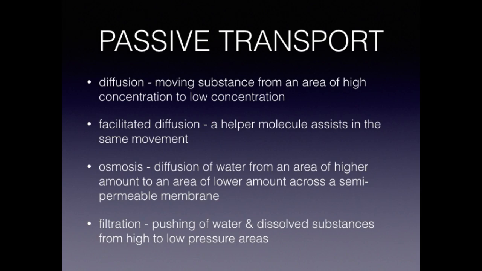There are different types of passive transport. One is called diffusion, where we move substances from an area of high concentration to low concentration. Facilitated diffusion, where there's a helper molecule that assists in the movement. Osmosis, which is where we can diffuse water from an area of high concentration to lower across a semi-permeable membrane. And filtration, the pushing of water and dissolved substances from an area of high pressure to low pressure area.